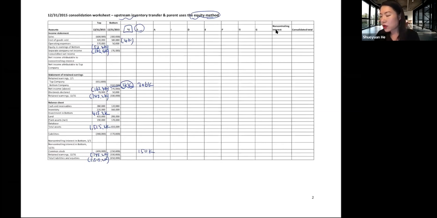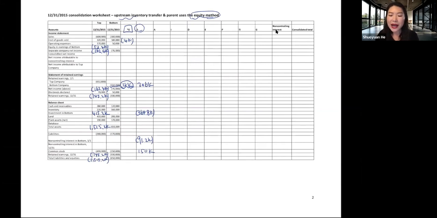And then 306,000 plus 150,000 is divided between controlling and non-controlling interest. Controlling interest gets 80% of that, so that is 364.8 thousand. And non-controlling interest gets 20% of that, which is 91.2 thousand. So this is the S entry.